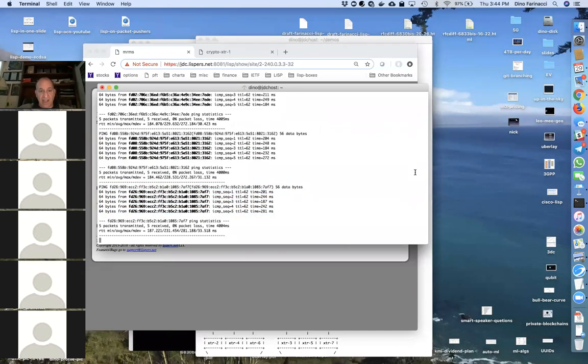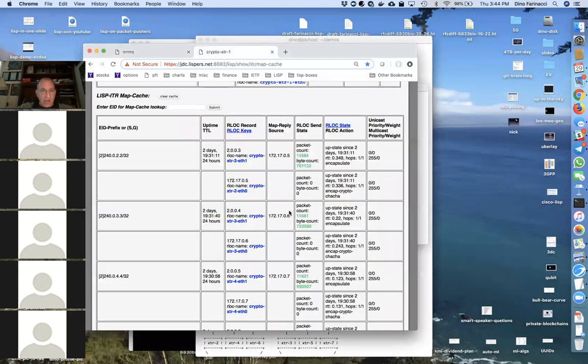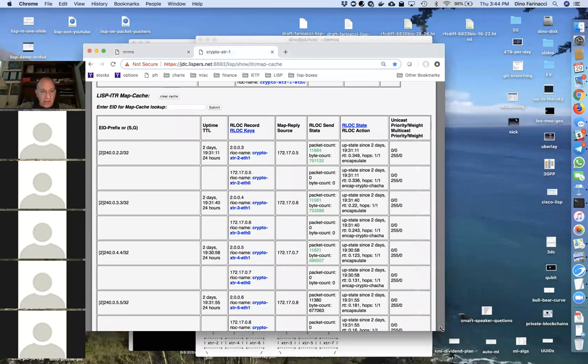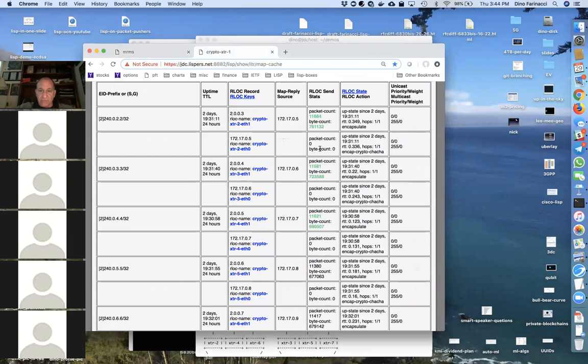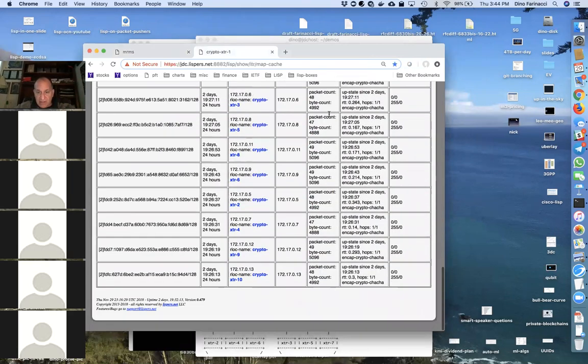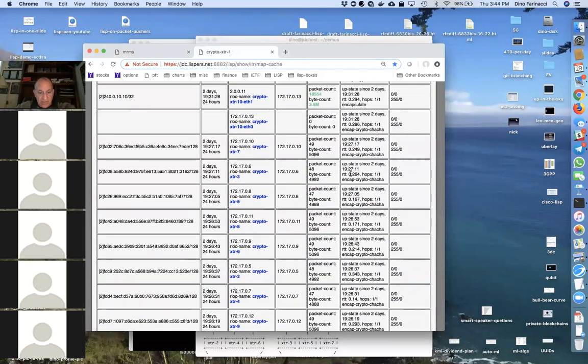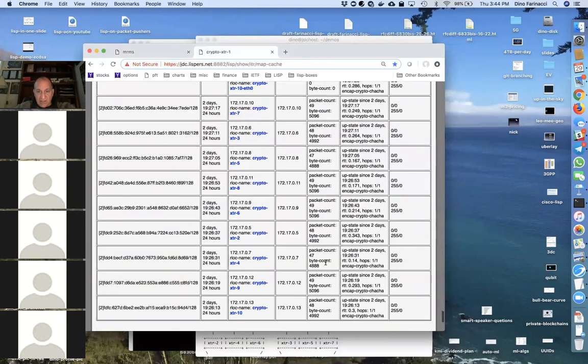And you can see we're sending 5 pings to each of these different crypto EIDs. So if we did this in XTR1 through XTR10, there would be an n squared mesh of packets going back and forth. Let's look at crypto XTR1's map cache, and see who he's talking to. You can see that light green means at least one packet has been sent in the last minute, and dark green means it's been sent within a second. So we've had some packets being sent here.